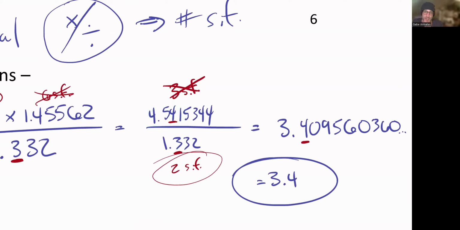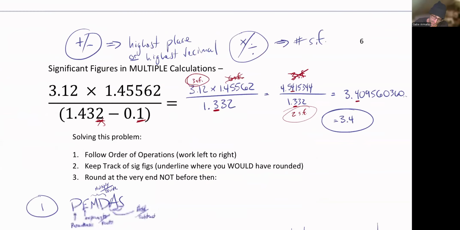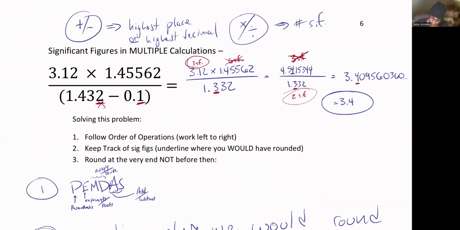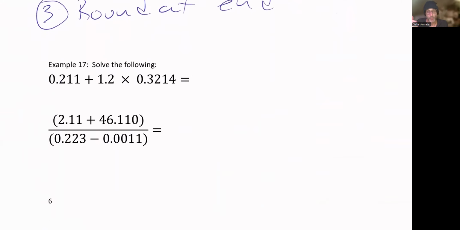So again, follow the order of operations, keep track of where you would round, and then finally round at the very end. And that's it. That's how you do multiple calculations. With that in mind, we're going to do this in class. So give this a try.